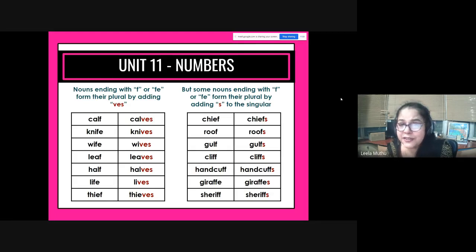Handcuffs, two Fs. So just add an S. Giraffe ends with an FE, but still they are treated as any other noun where you just add an S to change it into the plural number. Sheriff, sheriffs. Okay, it's a law enforcement officer. Sheriff. Two F's, just add an S, right?